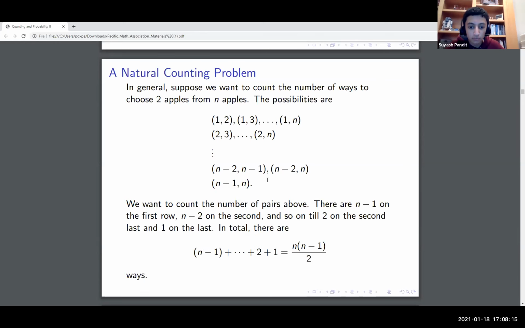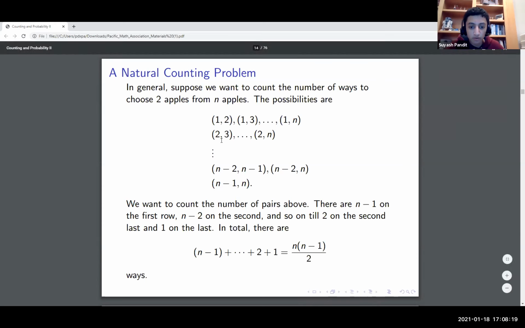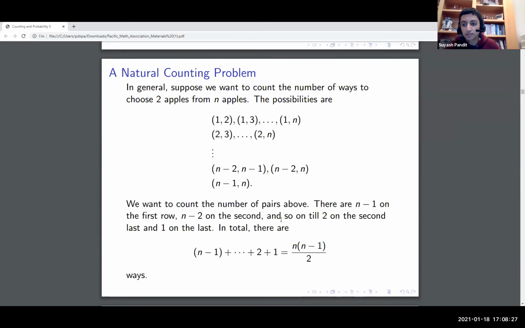So how do we add this all up? Well, there are n minus 1 apples in the first row, n minus 2 in the second row, which we haven't shown all that here, 2 in the second to last row, and 1 in the last row. Now remember, the formula for adding up the first n positive integers is n times n plus 1 over 2. Here we're adding up everything to n minus 1, so it's n minus 1 times n minus 1 plus 1, which is just n, all over 2. That's where that comes from.